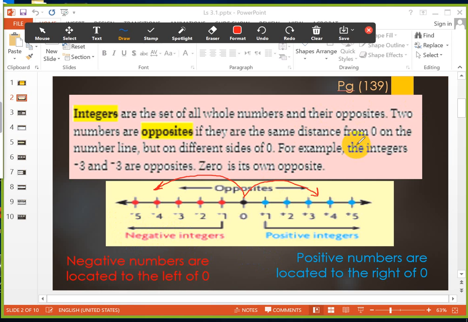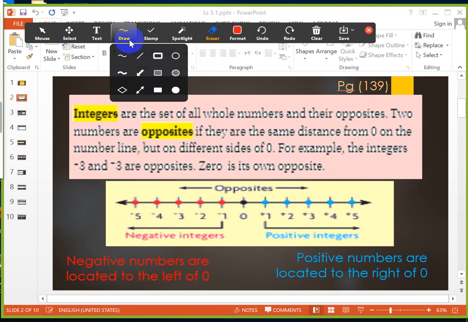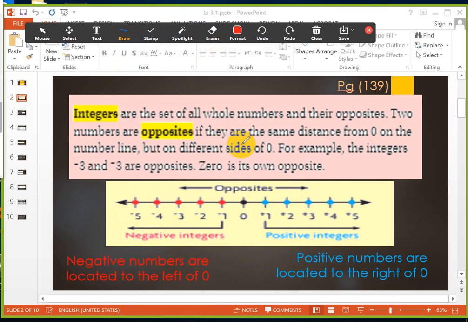Now, let's continue. Two numbers are opposites if they are the same distance from 0 on the number line.